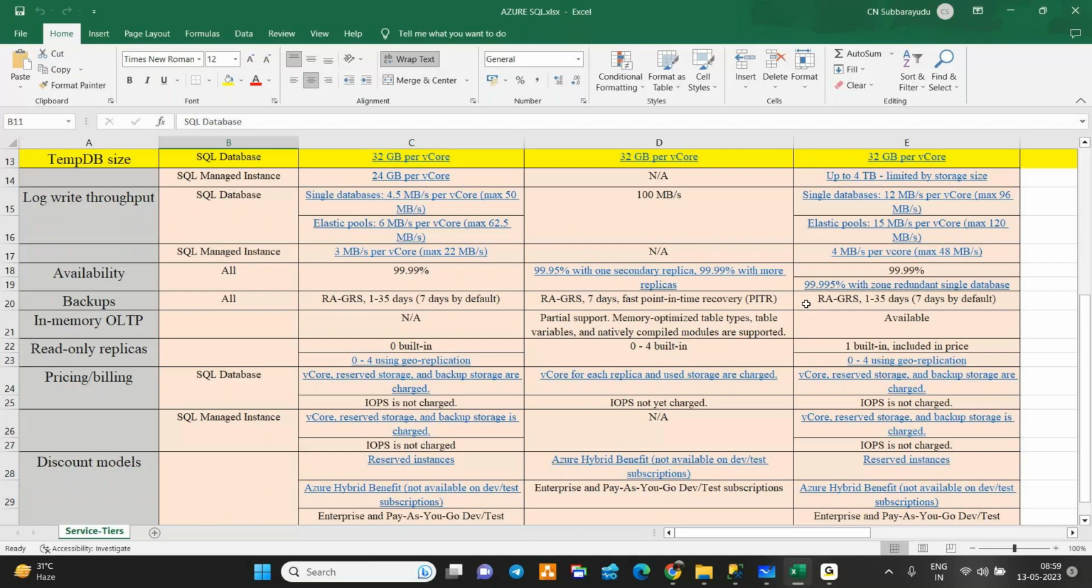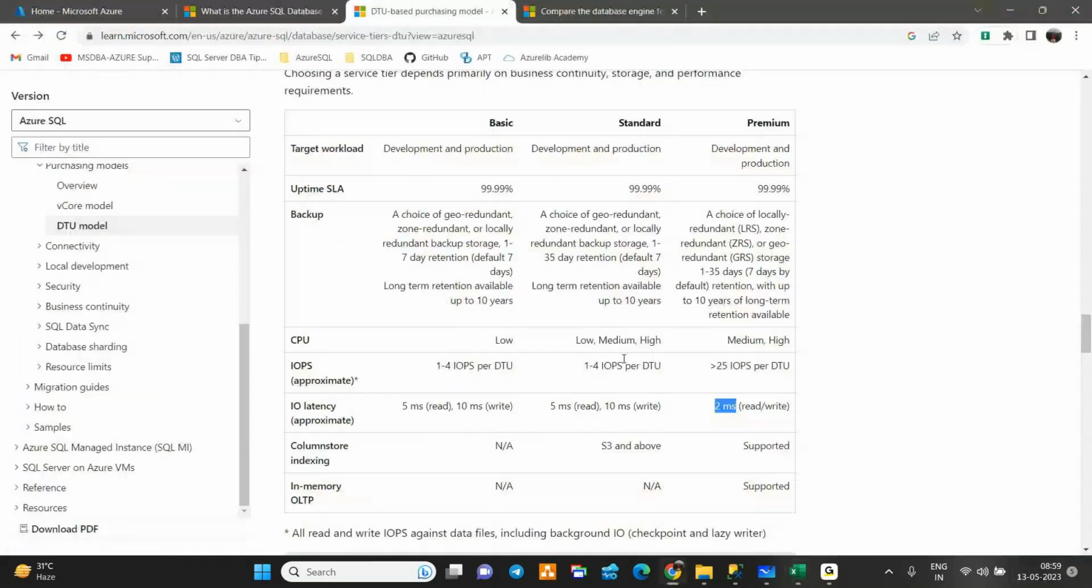Especially when you go to the Azure SQL Database DTU purchasing model, we have three tiers: basic, standard, and premium. Under basic, standard, and premium, these are the differences. For example, columnstore index is not compatible on basic, but compatible from S3 and above. In-memory OLTP is not compatible on basic and standard, but compatible on premium.